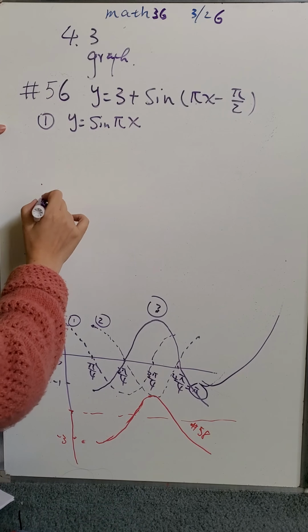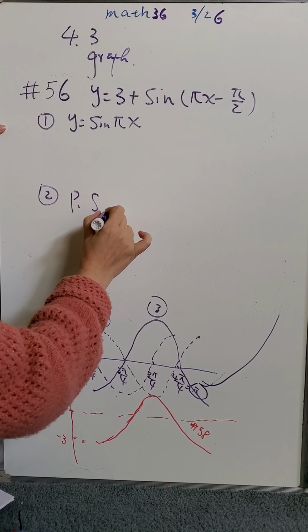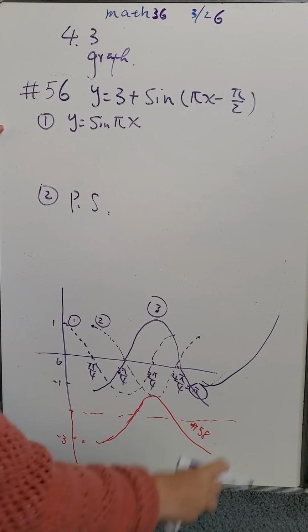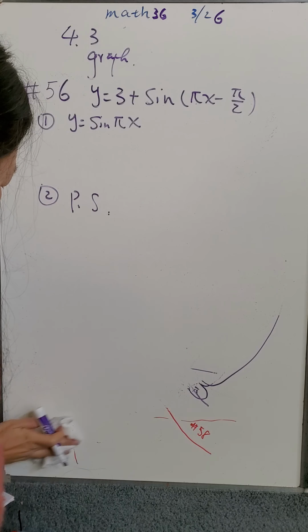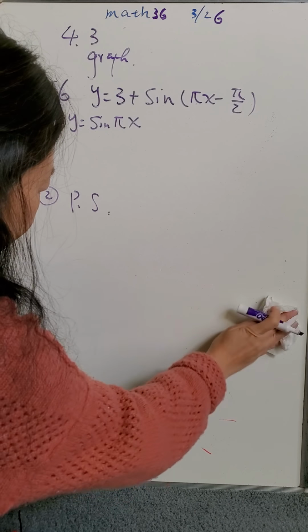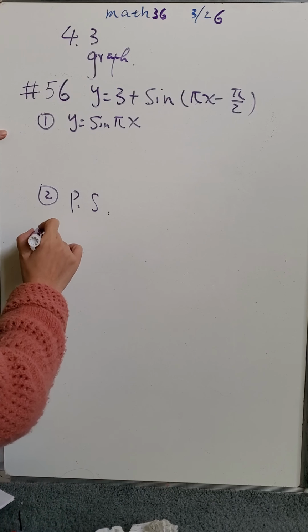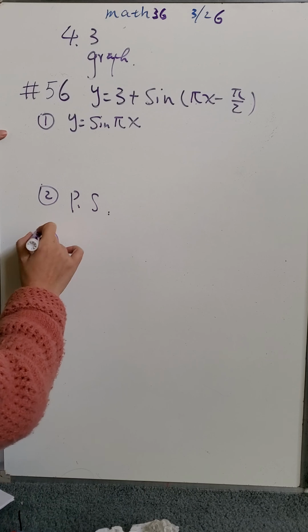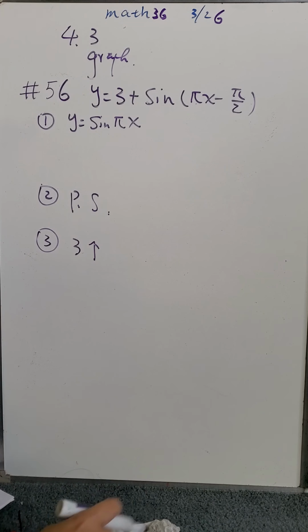I'm going to leave some work here. Number 2, I did phase shifting, and I need to take away these. And number 3, there's 3 units up. Okay, no reflection because this is positive.